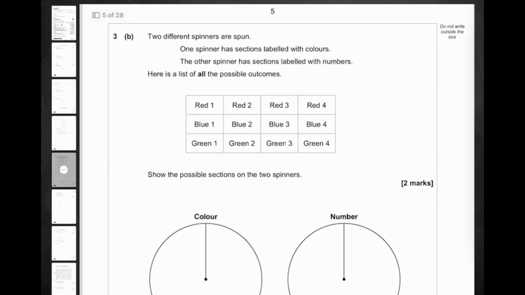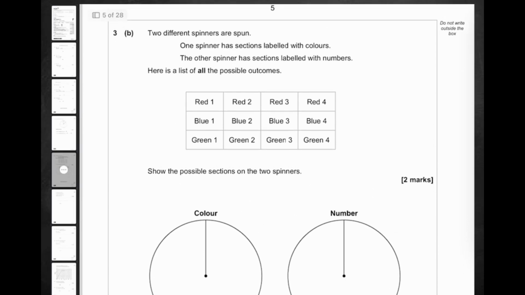Question 3b. Two different spinners are spun. One spinner has sections labelled with colours. The other spinner has sections labelled with numbers. Here is a list of all the possible outcomes. Show the possible sections on the two spinners.